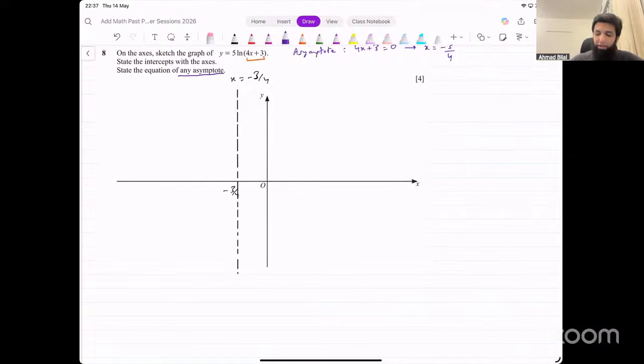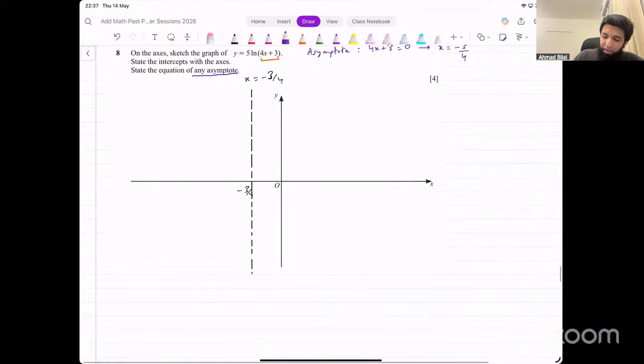What were we doing? Yeah, x-intercept and y-intercept. Let's find those. If I put x equal to 0, what do I get from that? y equals 5 ln 3. So that's the vertical intercept that we've got. Let's mark this point somewhere here. This is 5 ln 3.